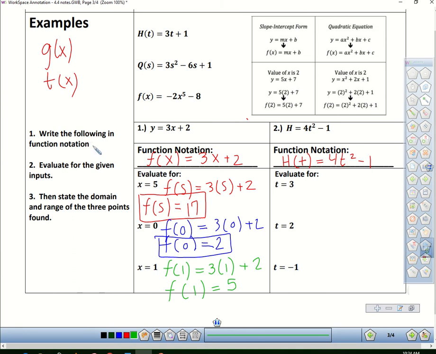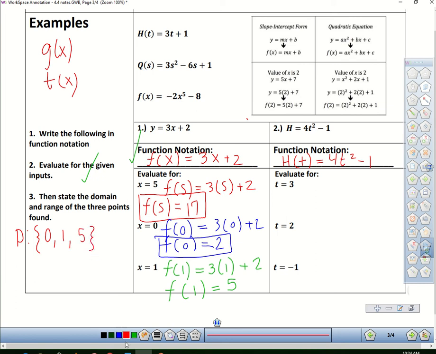So it says here, write the following in function notation. We did. Evaluate the given inputs. We did that. Then state the domain and range of the 3 points found. So the domain over here is all of the x values. So what did we put into the function? We put 0, 1 and 5 into the function, right?